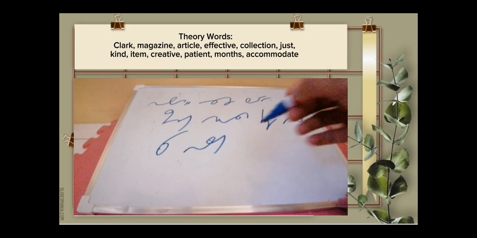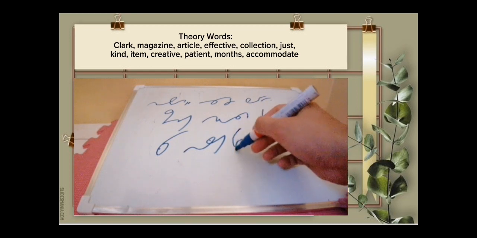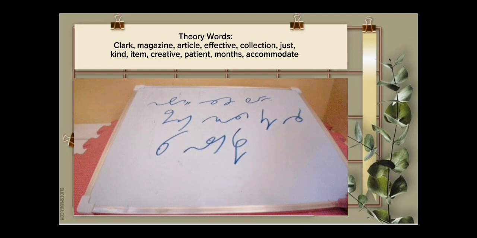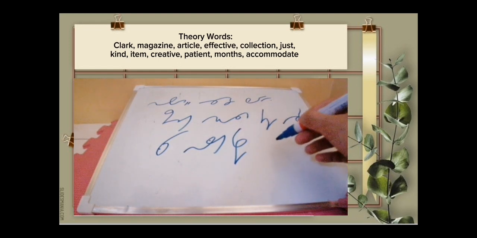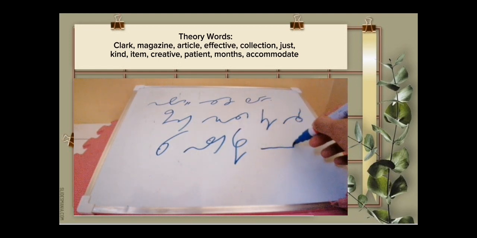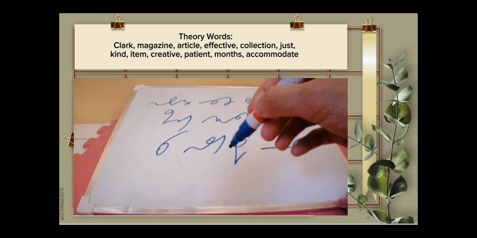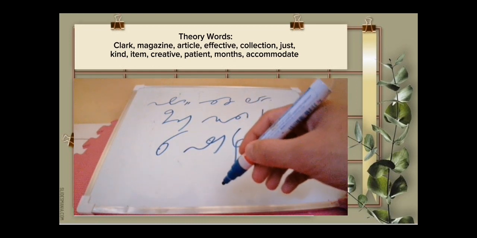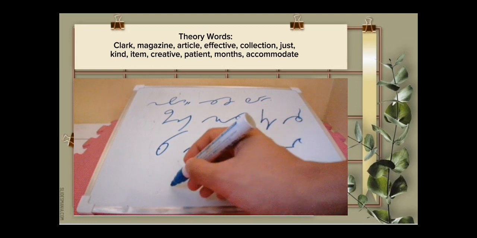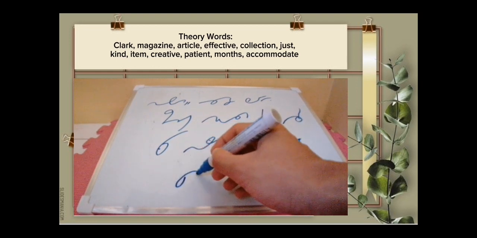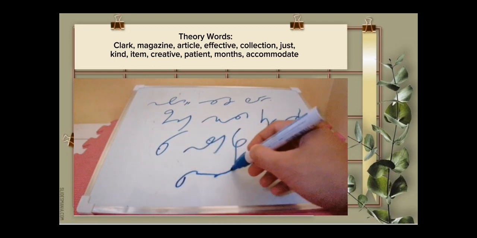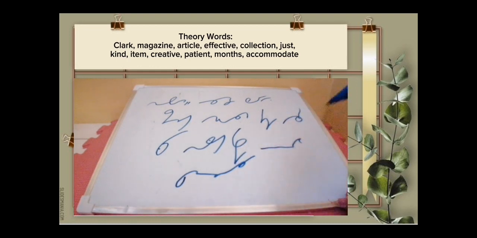Next, we have patient. Next, we have months. And last word for our theory words, we have holiday. And that's it for our theory words for our lesson 43.